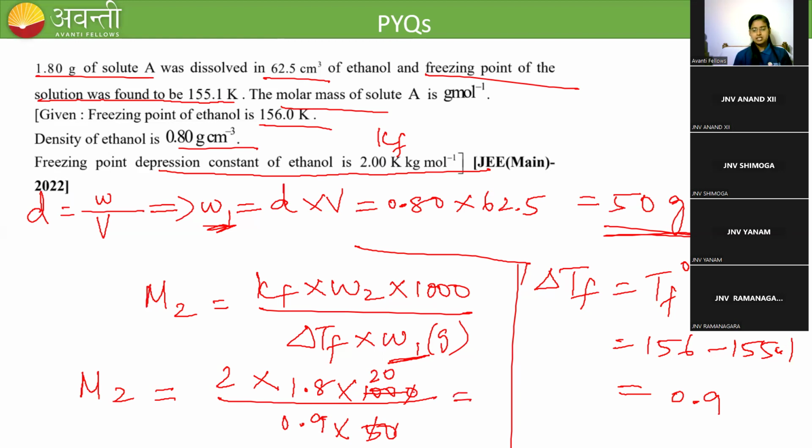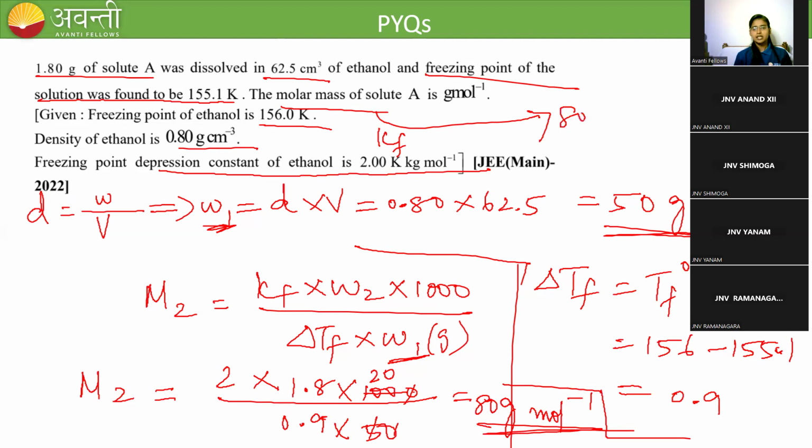So the final answer will come out to be 80 gram per mole. The final answer is 80 gram per mole. So the molar mass of this solute A is 80 gram per mole. Okay, so this is the final answer.